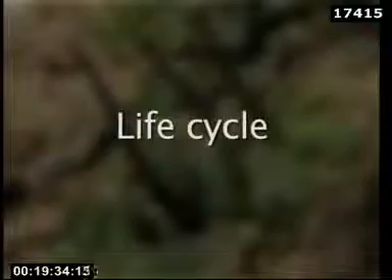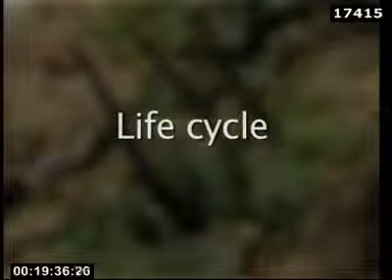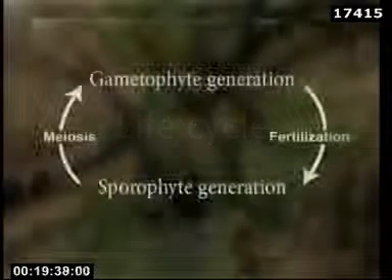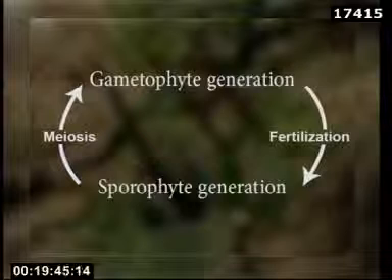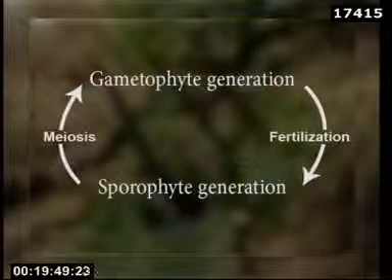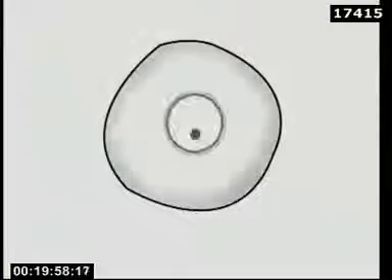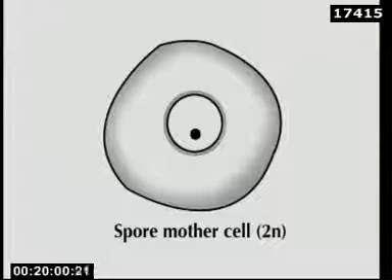Now let us conclude the topic by discussing the overall life cycle of the genus. The life cycle of Anthocros consists of 2 regularly alternating generations, which include the gametophyte generation and sporophyte generation, with meiosis and fertilization as its 2 critical components. Gametophyte generation or the haplophase starts with the formation of spores. The spores are differentiated from the spore mother cells.